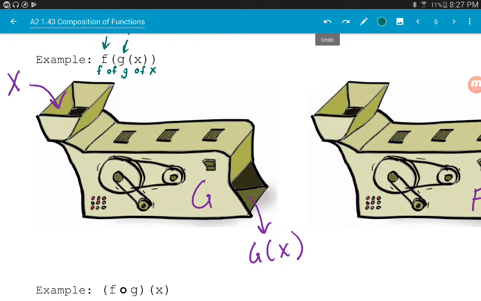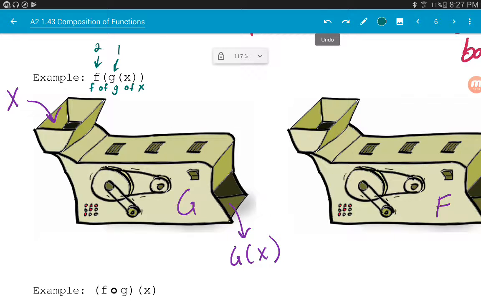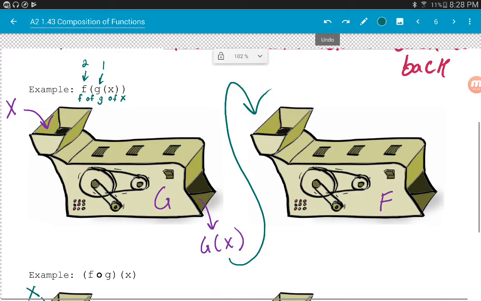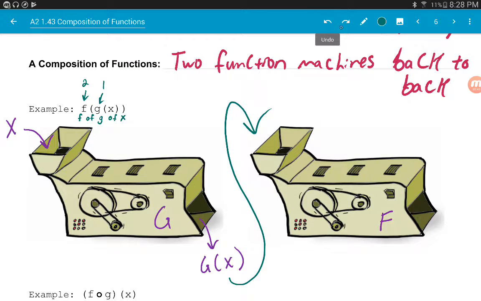So this is just a machine that takes in a number and puts out another number. So maybe it's a function that just multiplies things by 3, or maybe it squares them. We don't know. It's a generalized case, so it could do anything. Now that we have g of x, whatever came out of the g function, we're going to put that into the f function. That's the input for the second function. Once g of x is processed by the f function, what comes out is f of g of x.